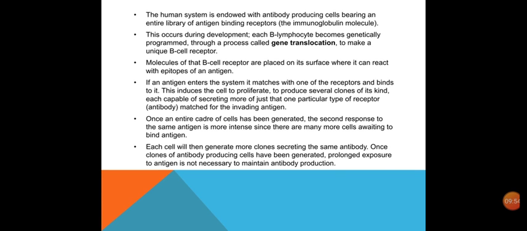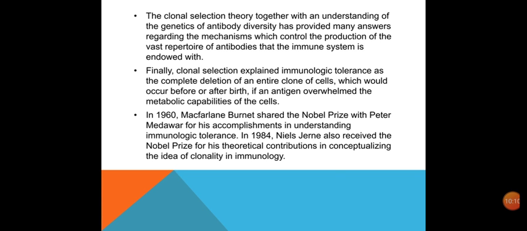Each cell will then generate more clones secreting the same antibody. Once clones of antibody-producing cells have been generated, prolonged exposure to antigen is not necessary to maintain antibody production. The clonal selection theory, together with an understanding of the genetics of antibody diversity, has provided many answers regarding the mechanisms which control the production of the vast repertoire of antibodies that the immune system is endowed with.